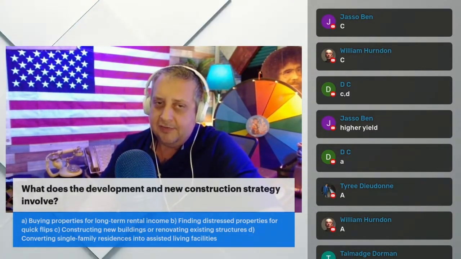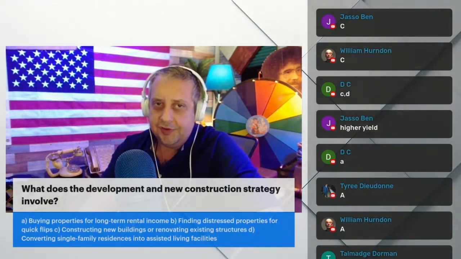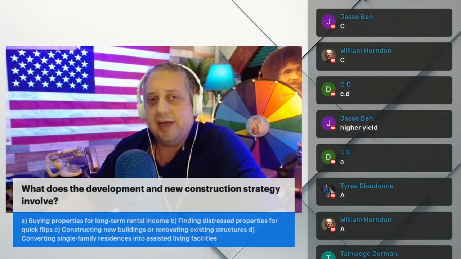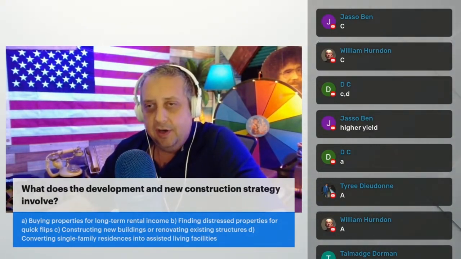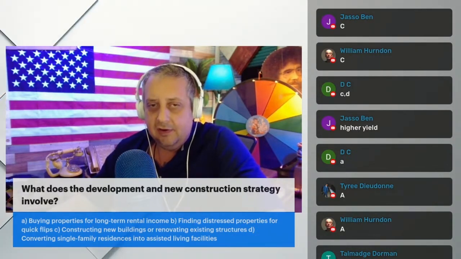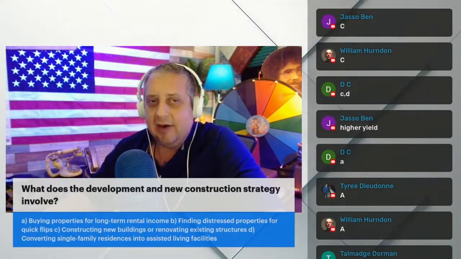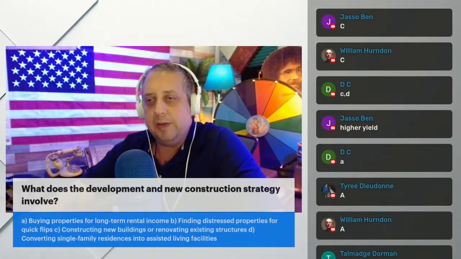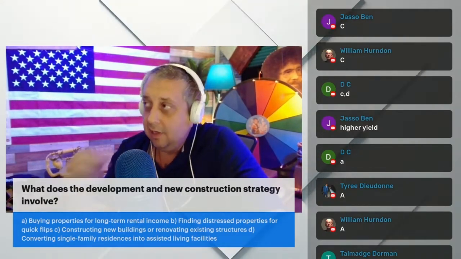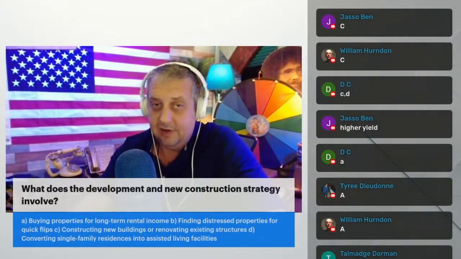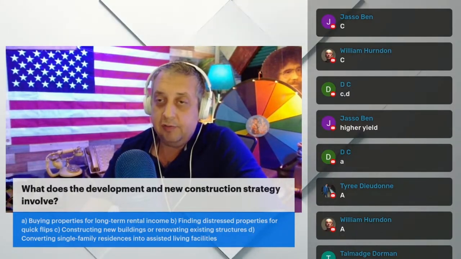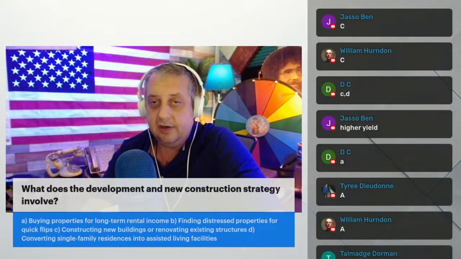When we talk about development and new construction strategy, most of the time, in my experience, we are referring to homes that are two bedroom that could be expanded to three bedroom. So we're doing what's called a build out, adding on to the original footprint of the property. We're developing new space in this house. It can also be a tear down and rebuild. In some neighborhoods, it makes sense to tear down an existing structure and replace it with a nicer, larger, more modern structure, and it will yield a higher dollar return for the investor. So that's really what that's referring to.